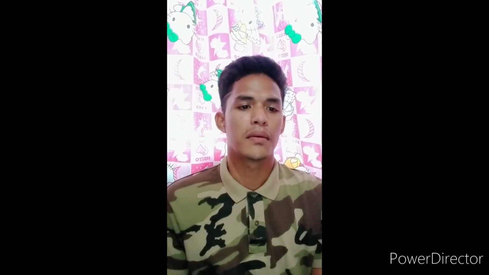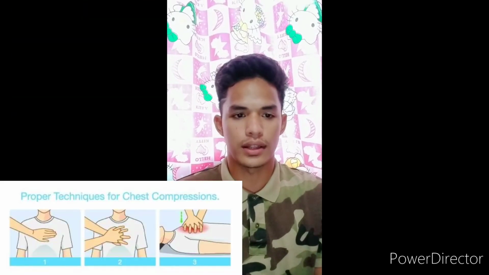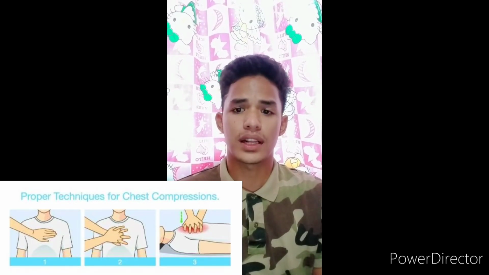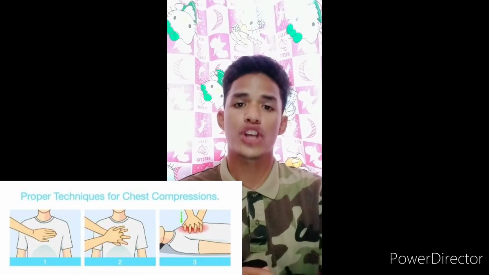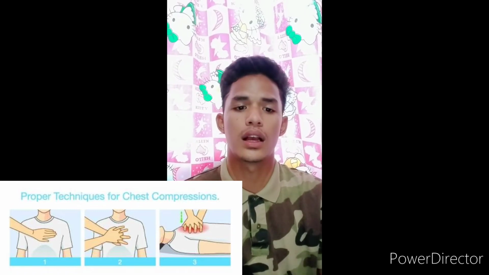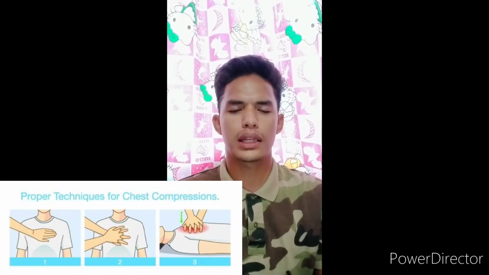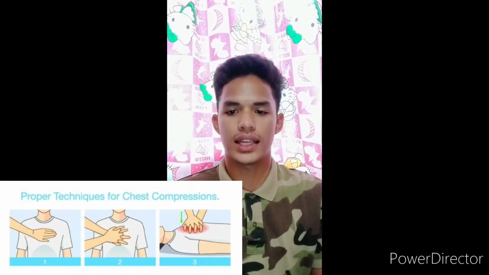To begin, start with chest compressions. Position hands one on top of the other in the middle of the chest. Push hard and push fast. Use your body weight to help administer compressions at least 2 inches deep and deliver at a rate of at least 100 compressions per minute.